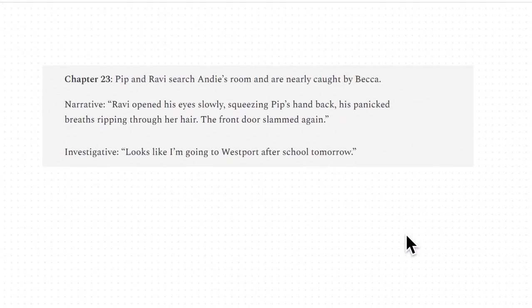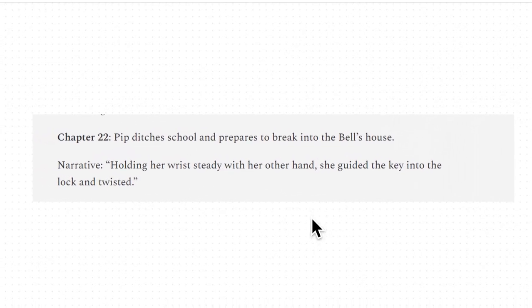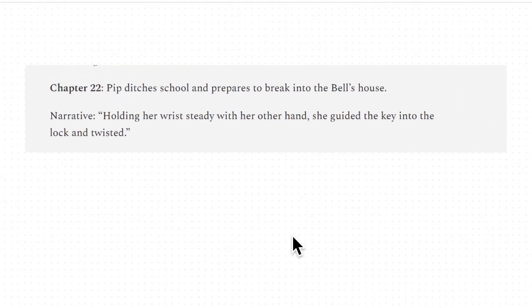In chapter 23, Pip ditches school and breaks into the Bell's house. Narrative is, holding her wrist steady with her other hand, she guided the key into the lock and twisted. This scene establishes the so what, so it establishes stakes.